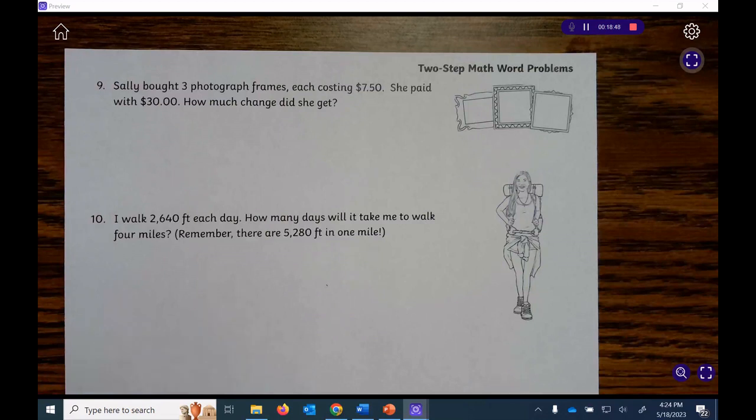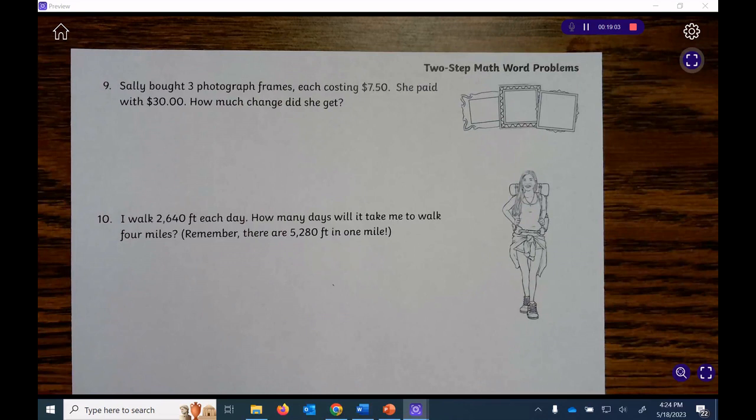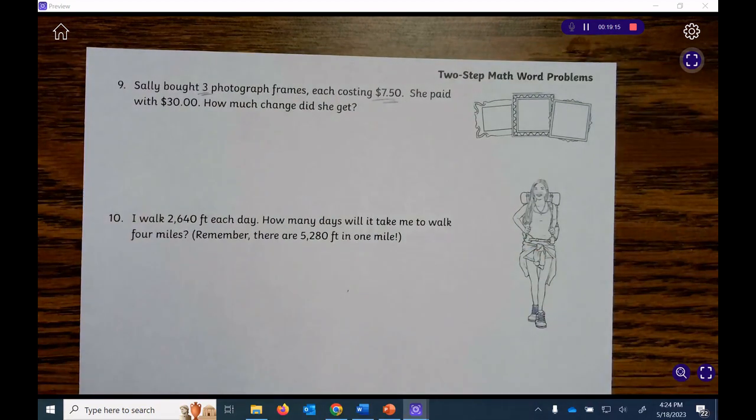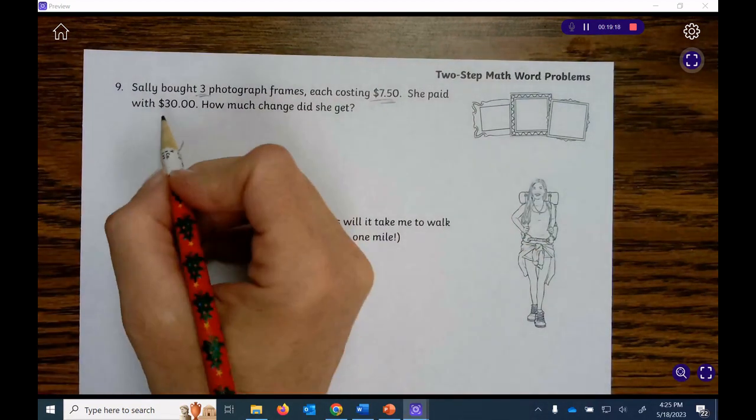Sally bought 3 photograph frames, each costing $7.50. She paid with $30. How much change did she get? Pause the video, solve the problem, unpause the video, and check your answer. All right, so we know that Sally bought 3 photograph frames for $7.50 each. Now this is very similar to an earlier problem with the watches.